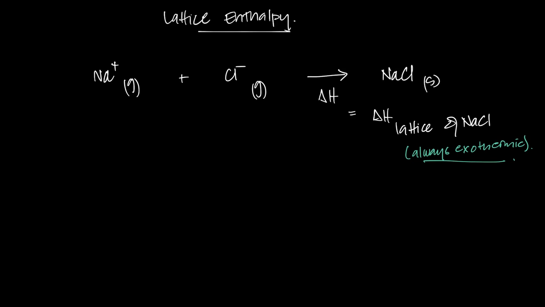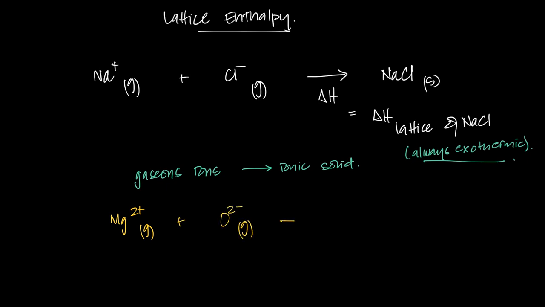And it doesn't just happen. By definition, the lattice enthalpy represents a reaction where gaseous ions become an ionic solid. For example, let's say you want to make MgO. MgO would be magnesium gaseous ion and oxide gaseous ion becoming MgO. I'm not saying that's the only way to make MgO. Obviously, the best way to make MgO is to burn Mg and O in the lab, and that's called formation. But if I want to talk about a reaction that represents the lattice energy of MgO, this would be it.